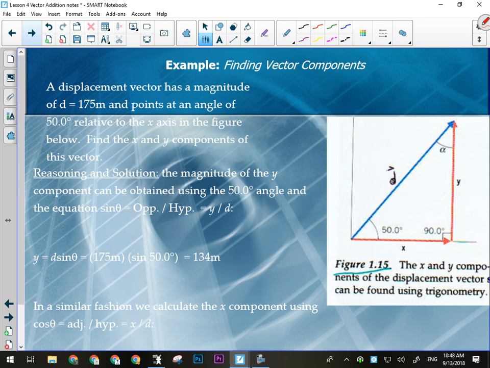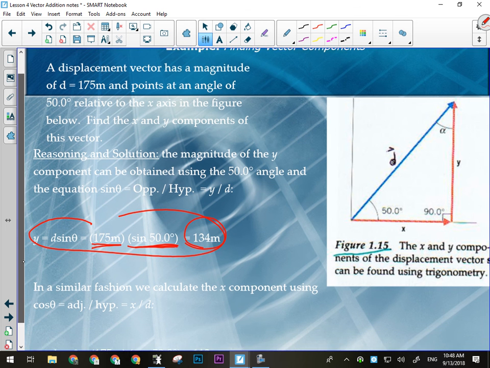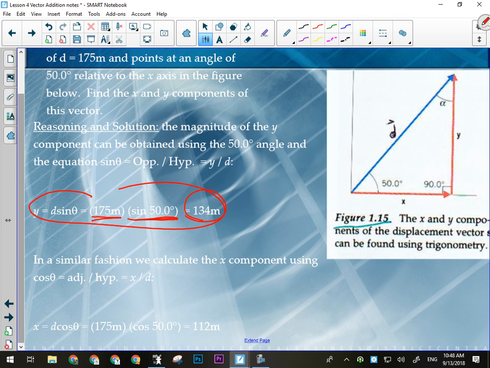So if we have this vector here and it's 175 meters and is 50 degrees above the x-axis, we would calculate x and y using trigonometry. To calculate y, we saw that in that triangle, y is the opposite side. So I would take the hypotenuse, 175 meters, multiply by the sine of 50 and find that y is 134 meters. And then to find x, it's the adjacent side, so I would go 175, the hypotenuse, times the cos of 50, and find that that adjacent side is 112 meters.